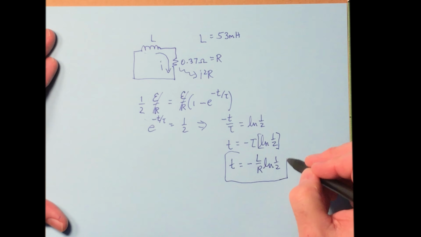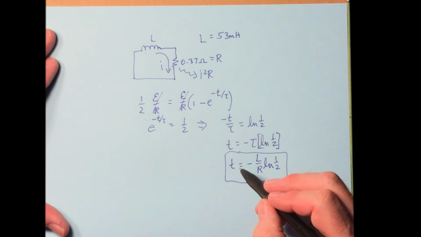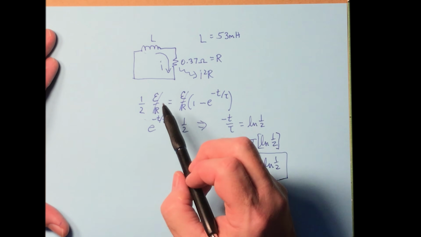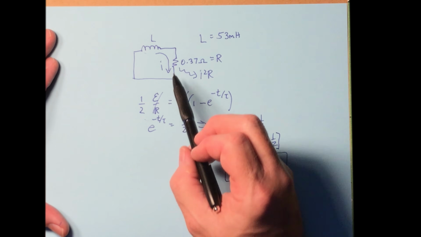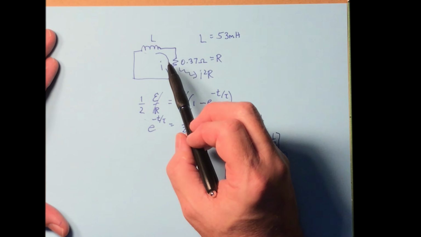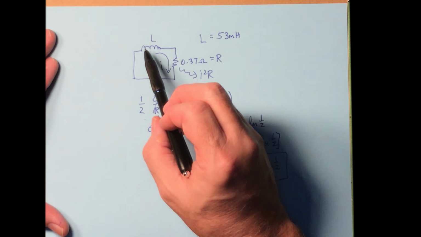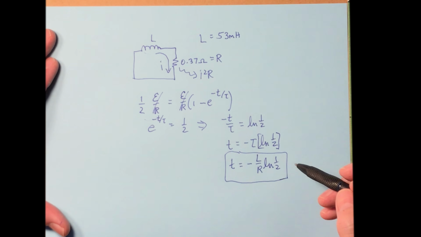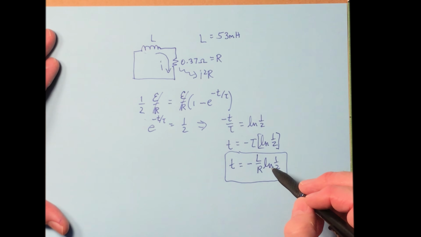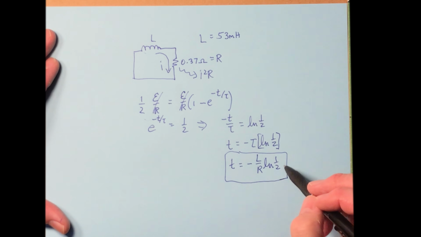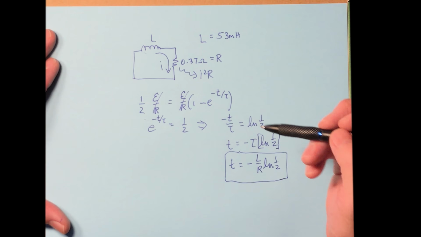That's what t is. So at this time t, the voltage is going to be half of what it was initially here. I said voltage. I meant current. The current is going to be half of what it was initially here. By the way, at the same time that the current is half, the voltage will also be half.